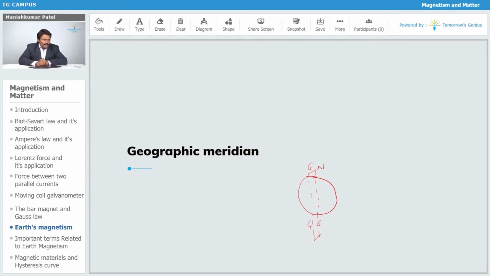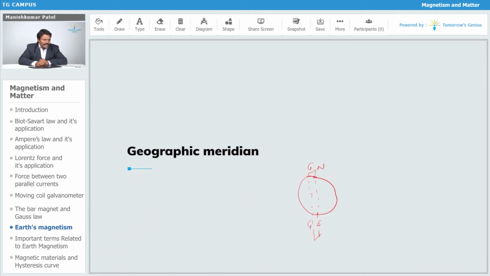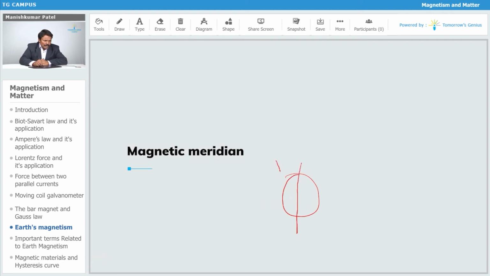So now this is nothing but your geographic meridian. Similarly, we can consider your magnetic meridian also. So that magnetic meridian is the same. We just said that if I consider this as the earth, this is the geographic axis, and this is the magnetic axis.